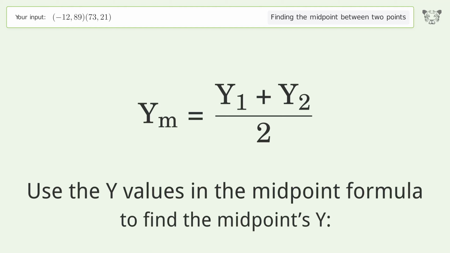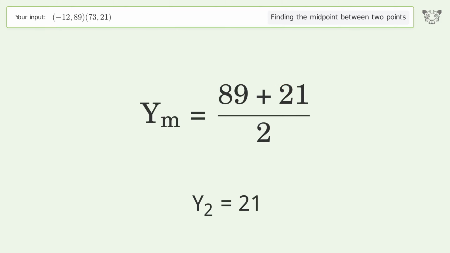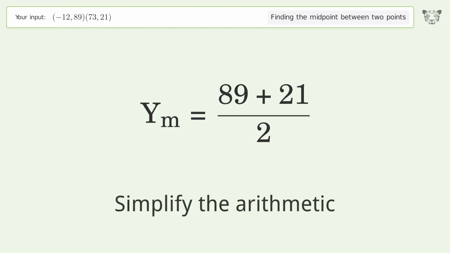Use the y values in the midpoint formula to find the midpoint's y. y1 equals 89. y2 equals 21. Simplify the arithmetic.